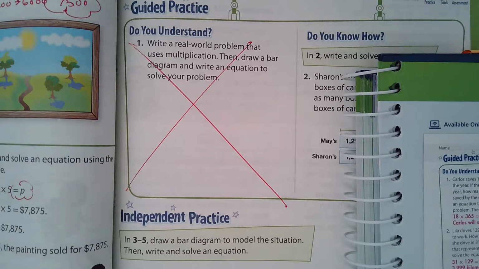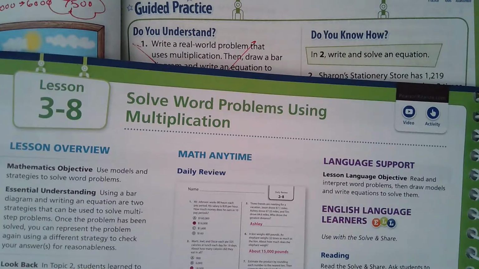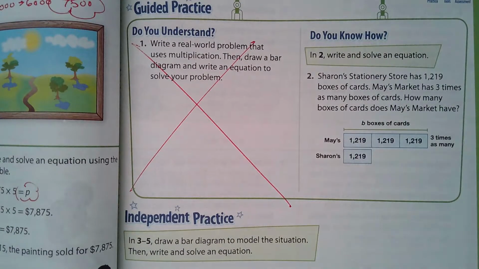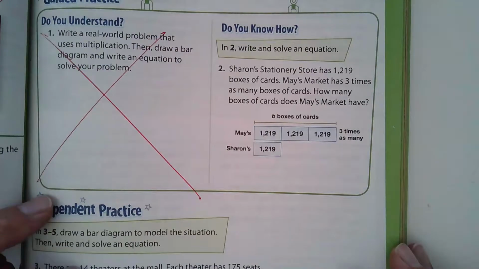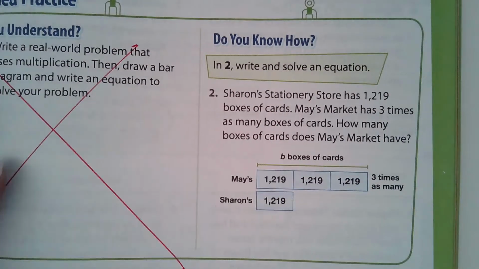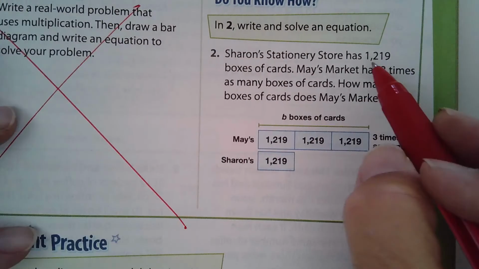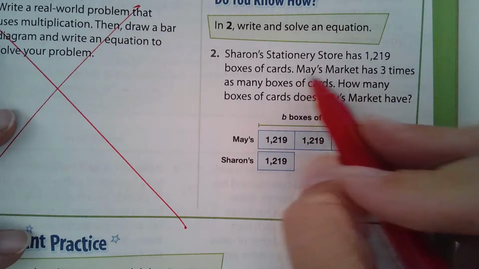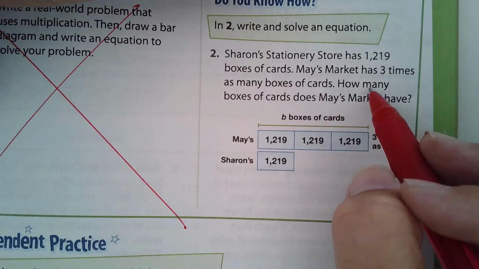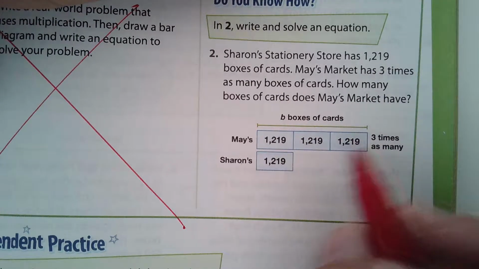All right. I'm turning my book here. Okay, shh. All right, number 2 says Sharon's stationery store has 1,219 boxes of cards. May's Market has 3 times as many boxes of cards. How many boxes of cards does May's Market have? I'll let you figure that one out. That's pretty easy to do.